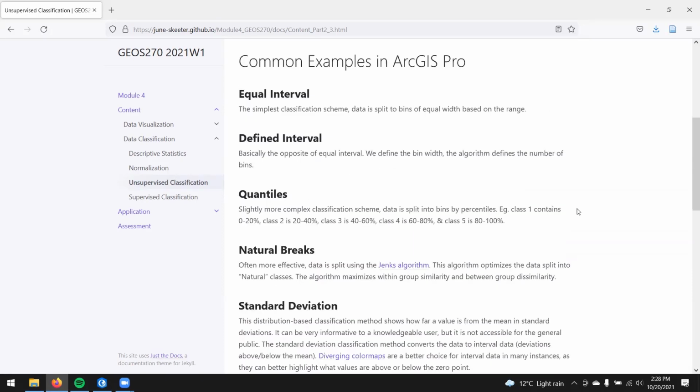So some of the most common examples that we'll use in ArcGIS, or the common examples that are available, I'll talk through these and then I'll pull them up and display them.